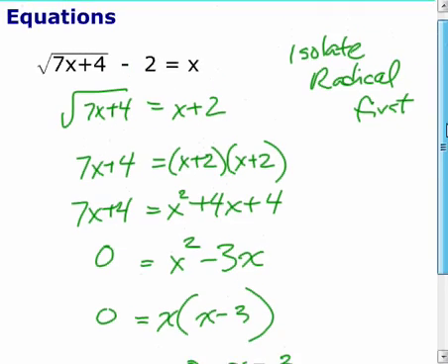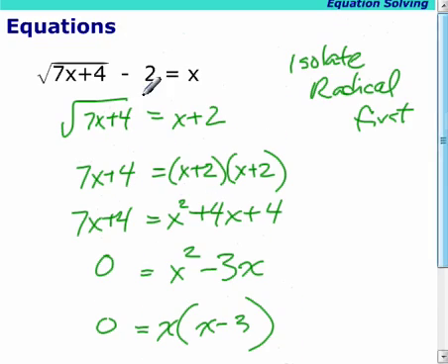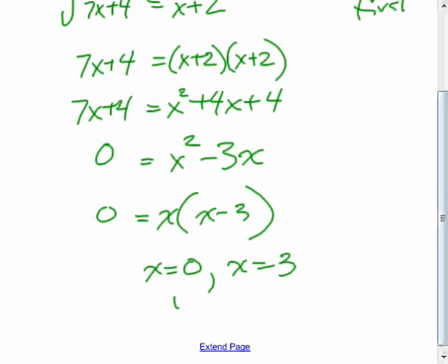Last but not least, let's go back and check. Let's check a 0 first. I put a 0 in there. 7 times 0 is 0, plus 4 is 4, square root of 4 is 2. Let me think about that. 2 take away 2 is 0, and that's what I wanted to get. That's what I was plugging in for x. So yeah, 0 checks out.